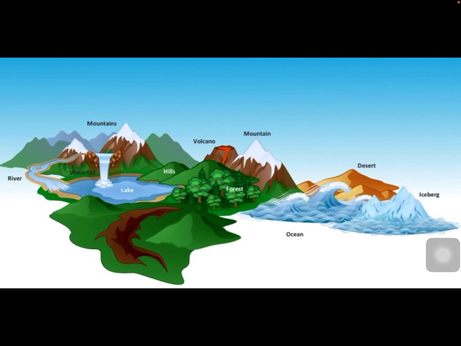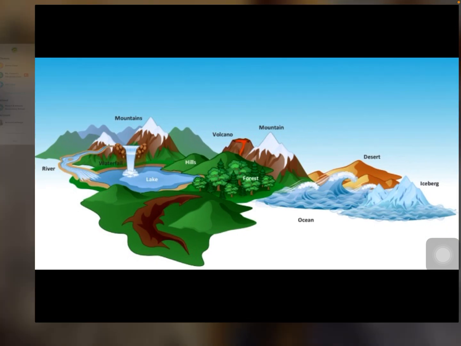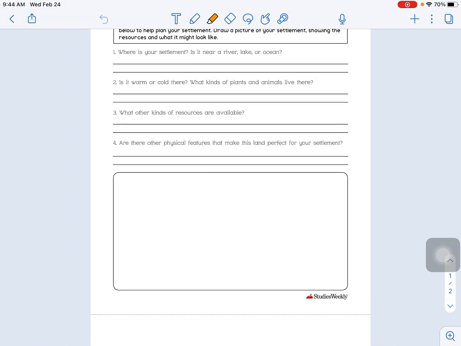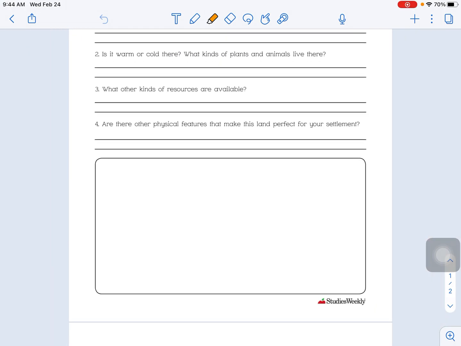So we have lots of items here. Just pick 2 or 3 that you like for your settlement. There's rivers, waterfalls, mountains, hills, lakes, volcanoes, mountain, forest, ocean, iceberg, and desert. There are more if you can think of others. So you will decide what physical characteristics your perfect settlement has.